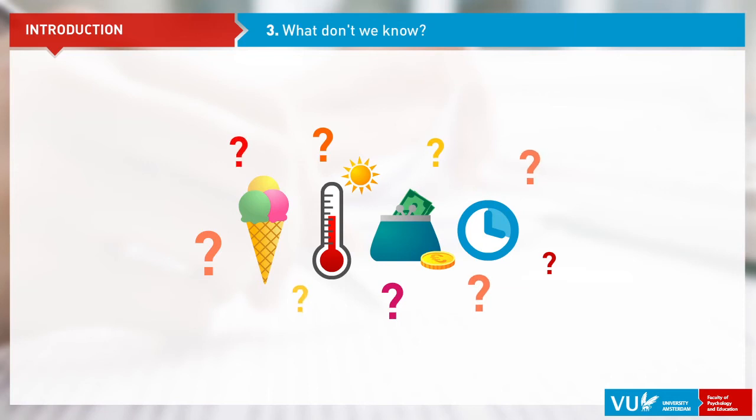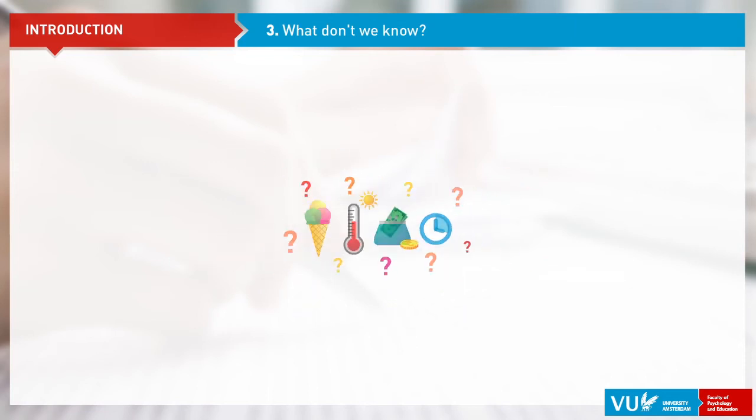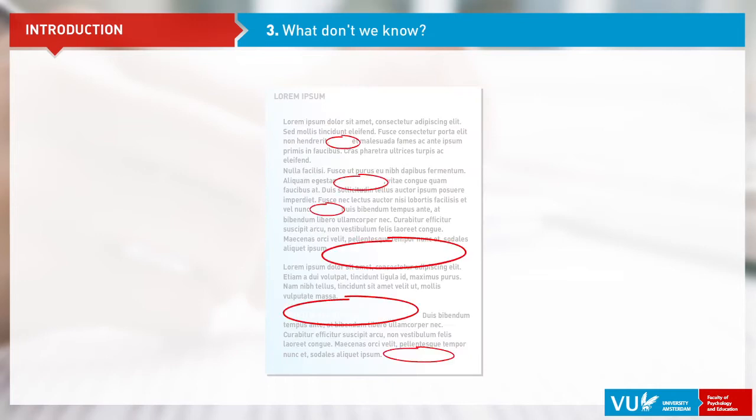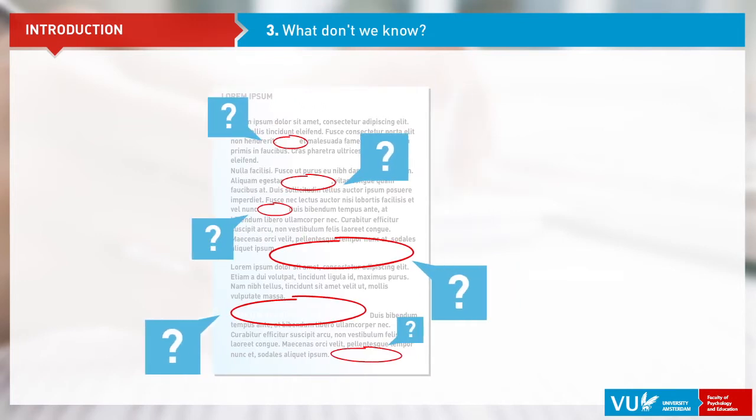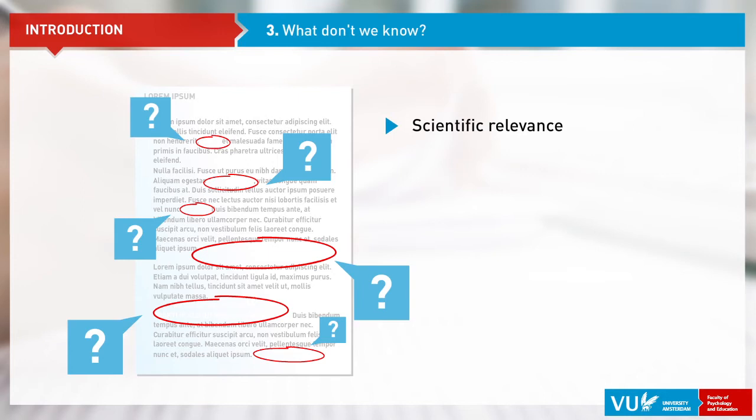What don't we know? When you have given an overview of what is already known about your research topic, you can then discuss what is not yet known. These holes in the literature are the scientific relevance of your research. Linguistically, this is recognizable from the words however or though, because it is in contradiction of what we already know.